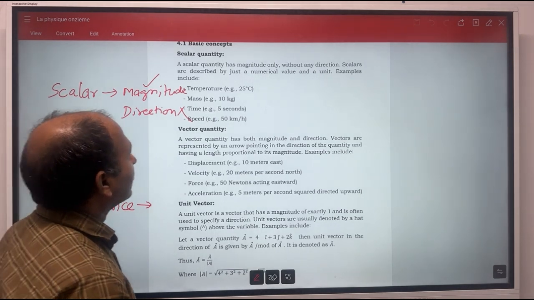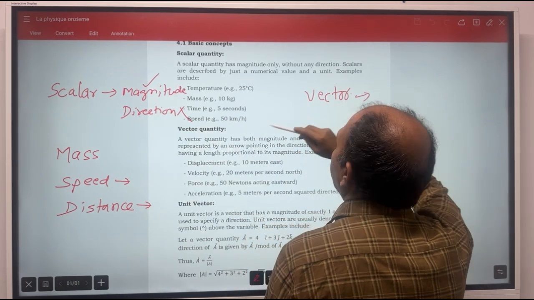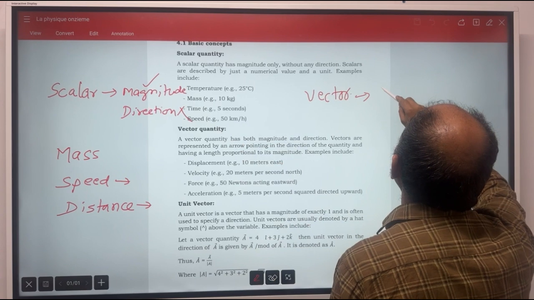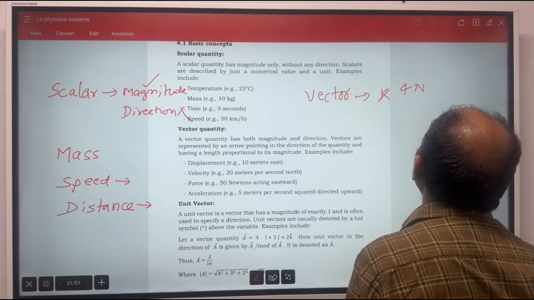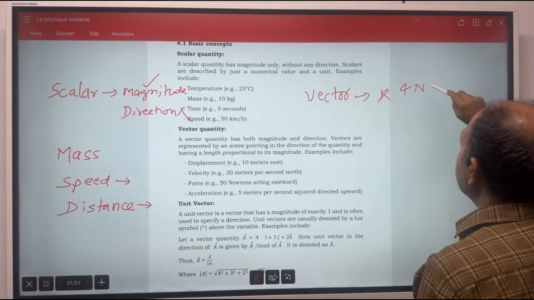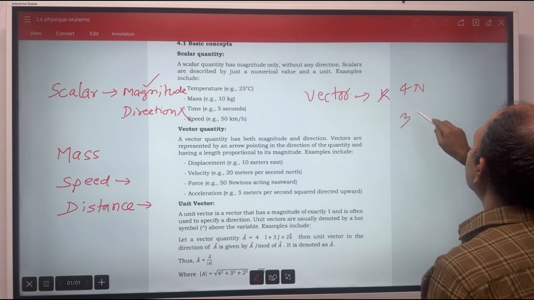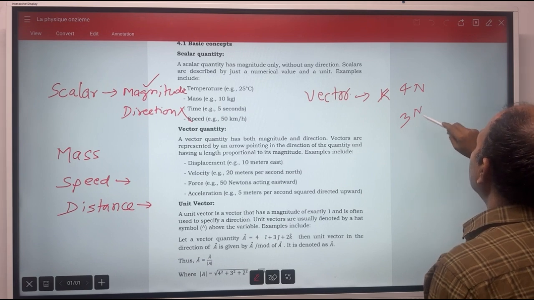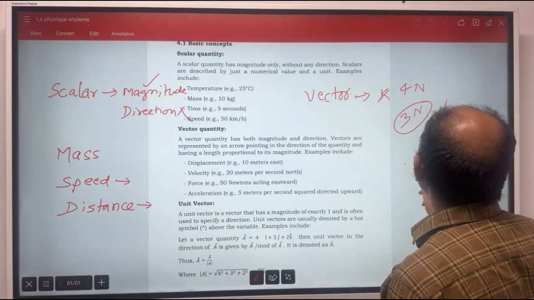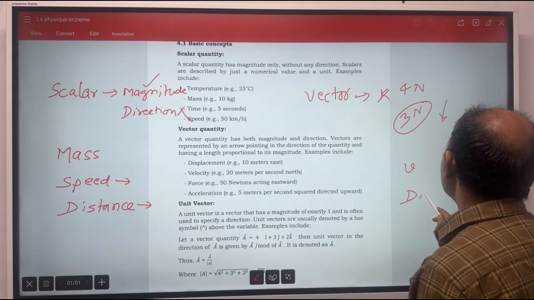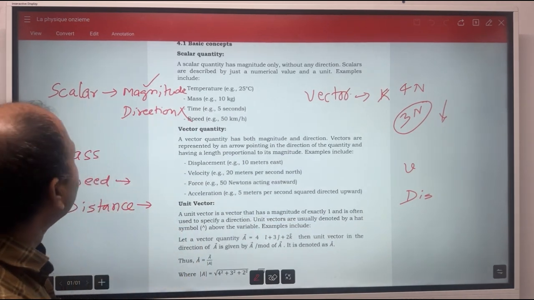There is another type of quantity that is called vector. Vector quantities must have both things, magnitude and direction. When we say 4 Newton force, we have to mention the direction along with the magnitude. Similarly, if we say 3 Newton weight, it represents weight, which will act downward. Similarly, velocity has a certain direction, displacement has a certain direction. So such quantities will be called vector quantities.